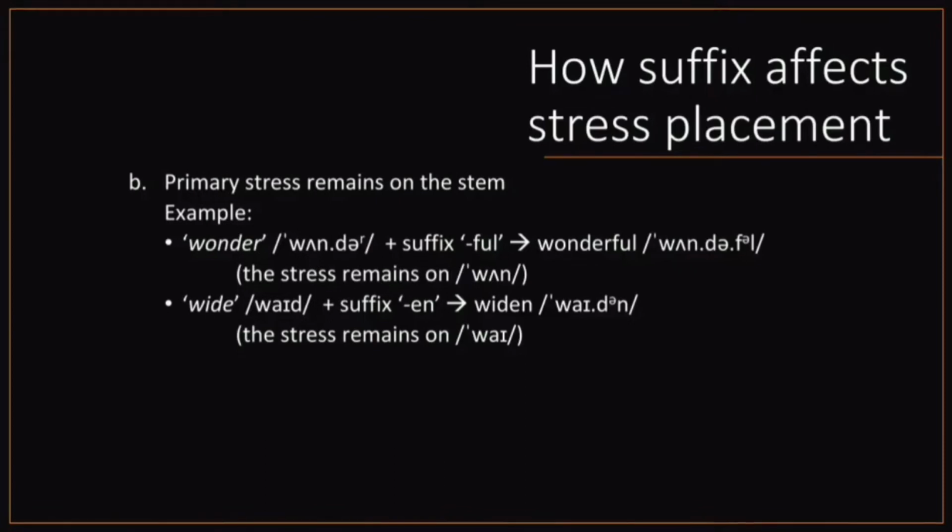Second, primary stress remains on the stem. So these are suffixes that do not affect stress placement. The examples are wonder plus the suffix ful became wonderful. The stress remains on the won, on the syllable won. The other example is white plus the suffix en become whiten. The stress remains on white.